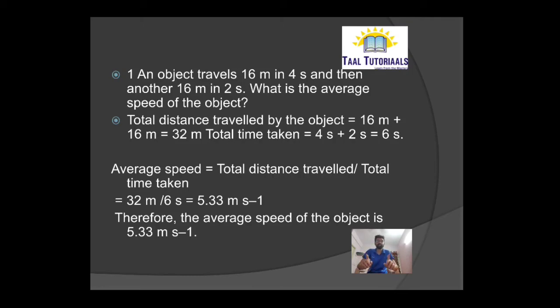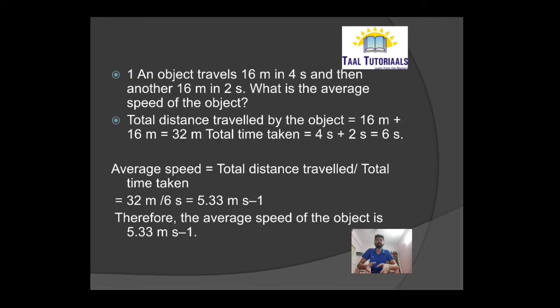So with this we know that this is non-uniform motion. What is the average speed of the object? First we need to find the total distance. Total distance is 16 plus 16, that is 32 meter, and total time is 4 plus 2, that is 6 seconds.